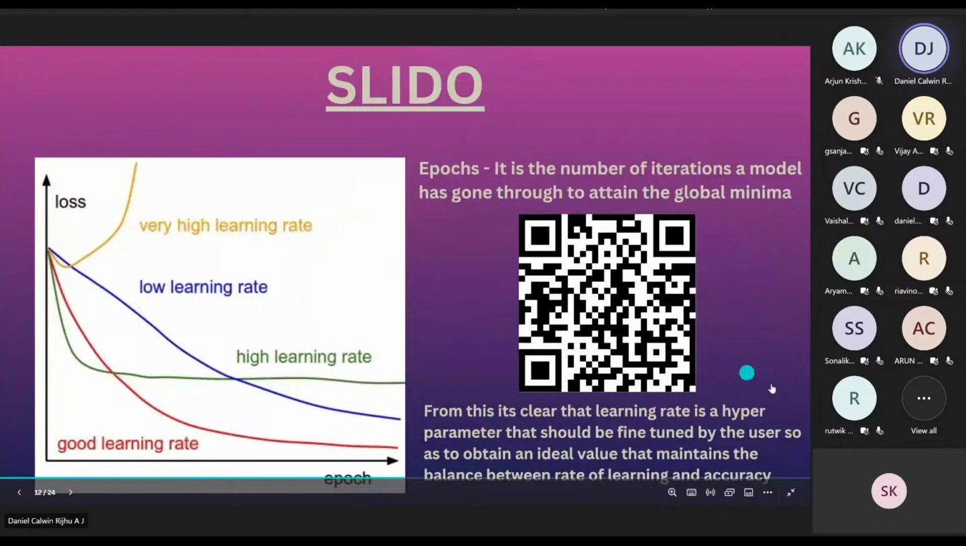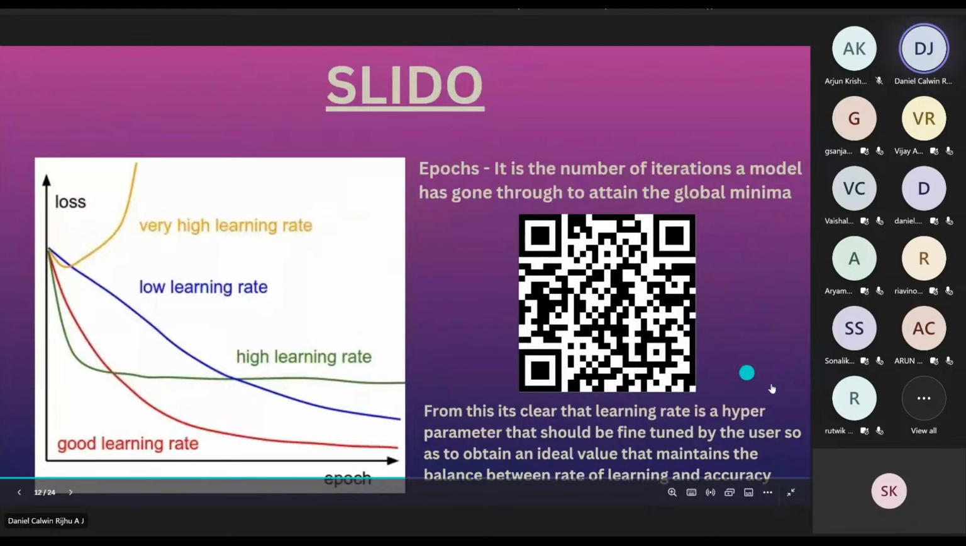So as you guys can see, the yellow curve here corresponds to very high learning rate, and the green one corresponds to high learning rate, the red one is good learning rate, and the blue one is low learning rate. I think the yellow one was very obvious. Most of you guys confused between the green and red one.